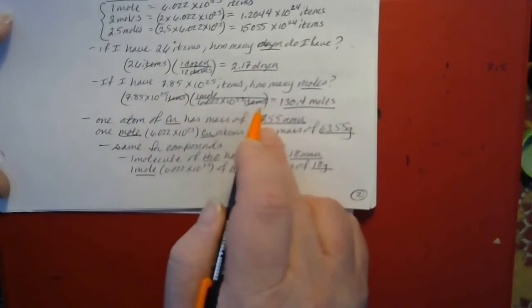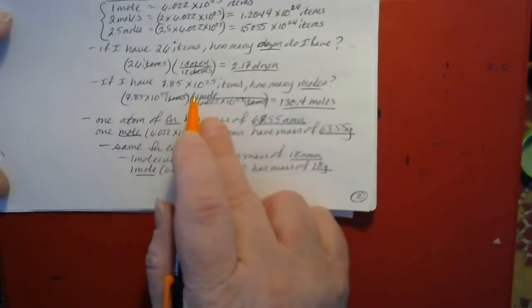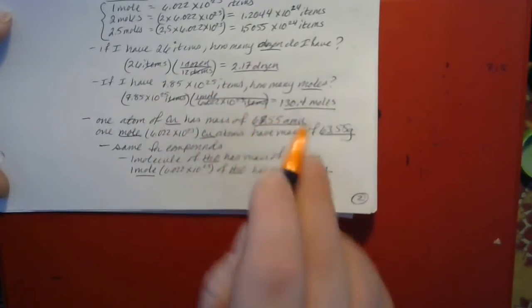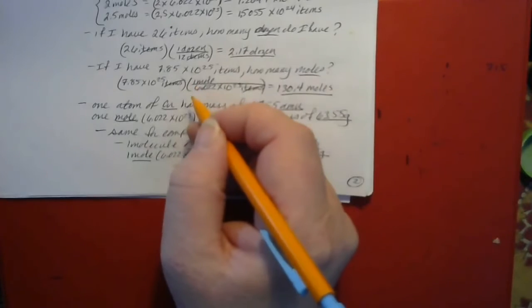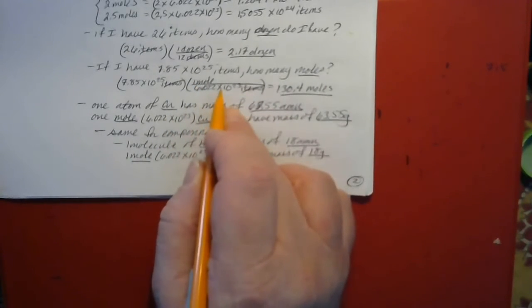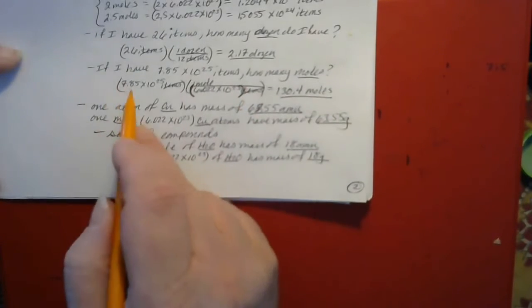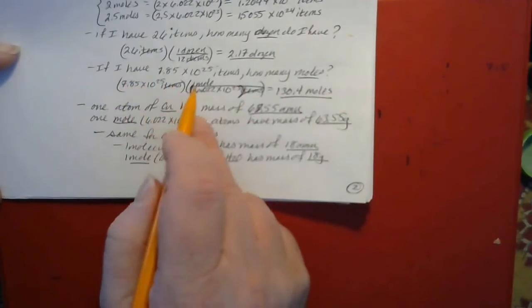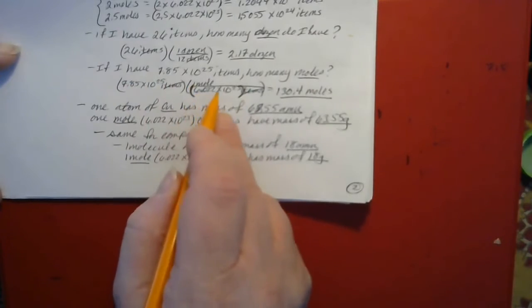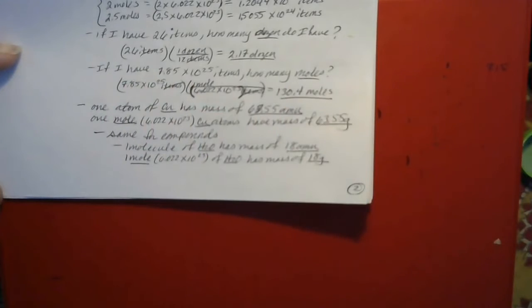Well, if you have 7.85 times 10 to the 25th items, how many moles do you have? Well, you just take that number divided by Avogadro's number: 7.85 times 10 to the 25th items, times your conversion factor, which is 1 mole for every 6.022 times 10 to the 23rd items. Trick here, remember, if you're dividing on your calculator by a number that itself contains a mathematical operation like times, be sure to use parentheses around the number you're dividing by. So 7.85 times 10 to the 25th divided by parenthesis 6.022 times 10 to the 23rd, close parenthesis, hit equals, and you've got 130.4 moles.